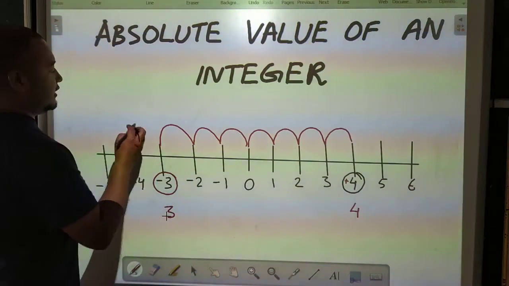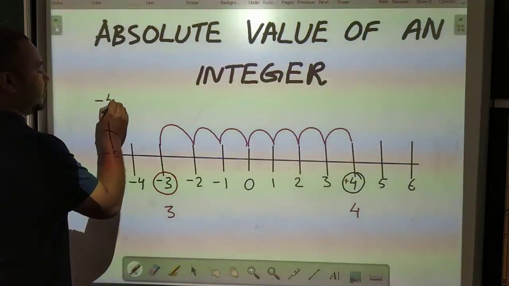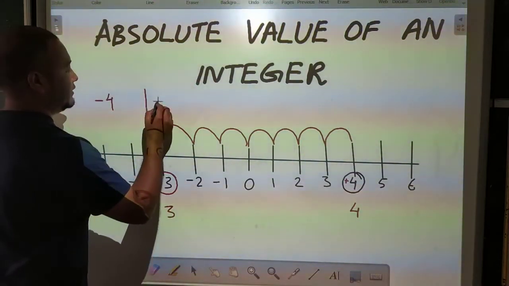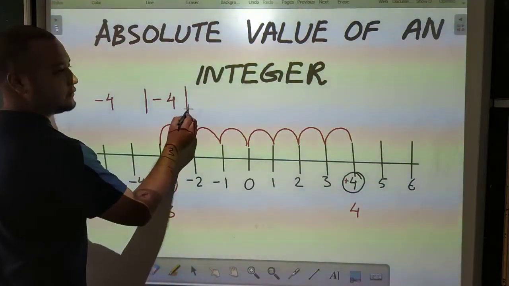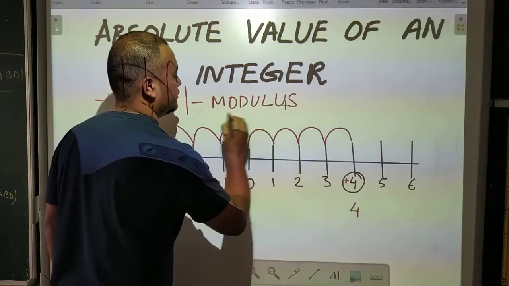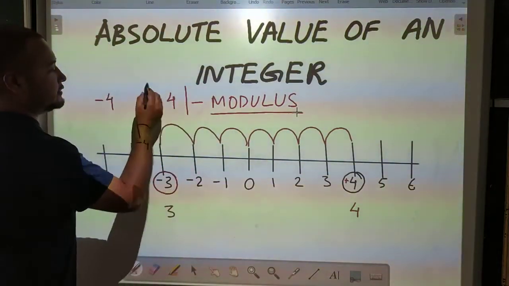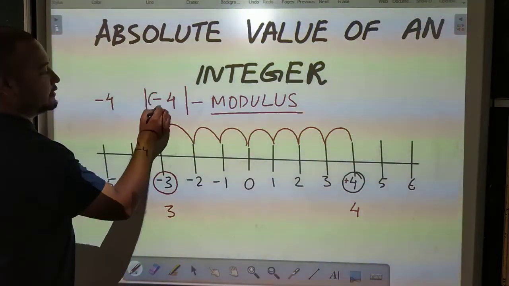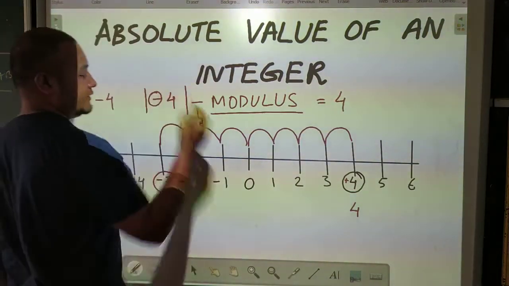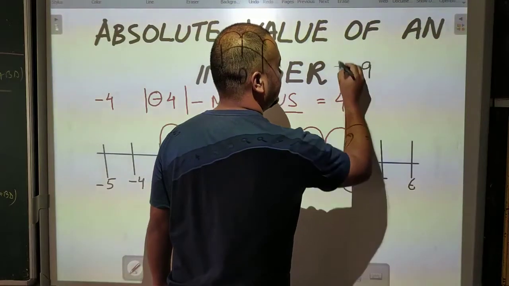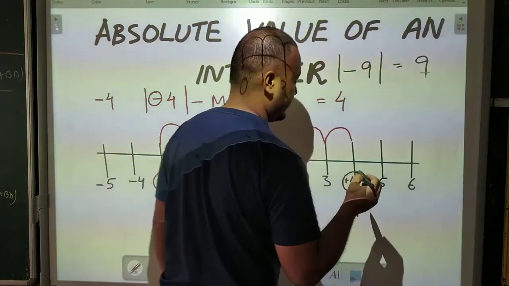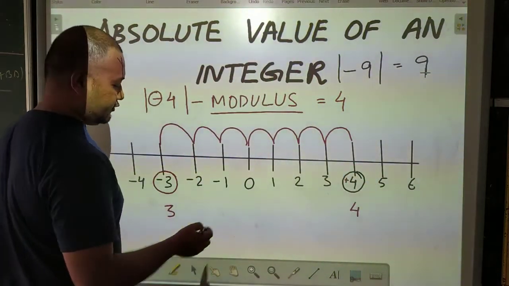So to write the absolute value, suppose you have to write the absolute value of minus 4, what we will do is we will put a modulus operator there. So we will put these two lines. This is known as the modulus operator. Remember modulus. What this does is it removes the sign, the negative sign, and we only get 4. Another example, if it is minus 9, then modulus of minus 9 is equal to, remove the sign and just write the number, that is 9. So that is what is meant by absolute value of an integer.